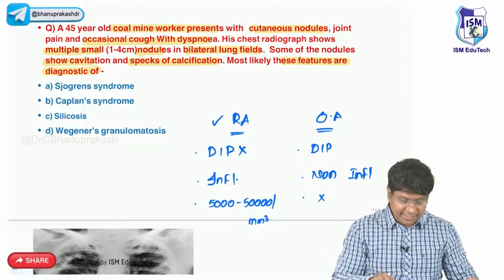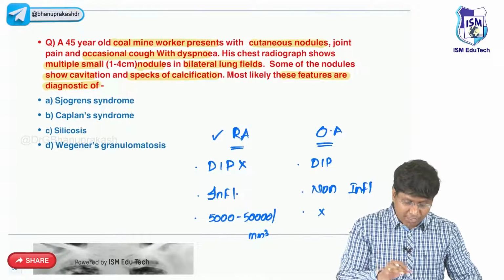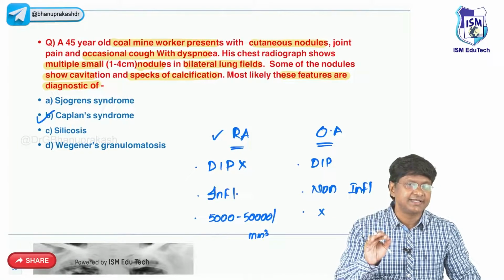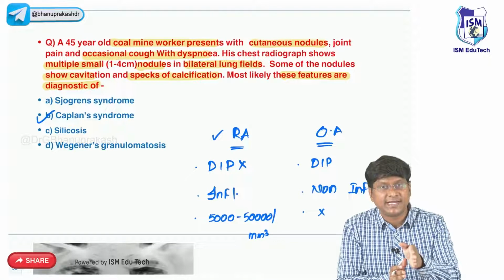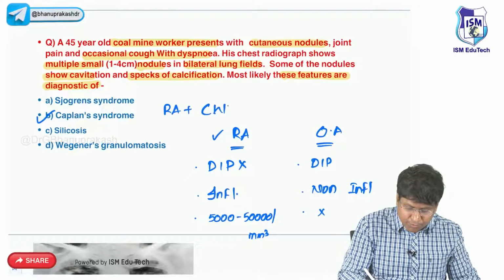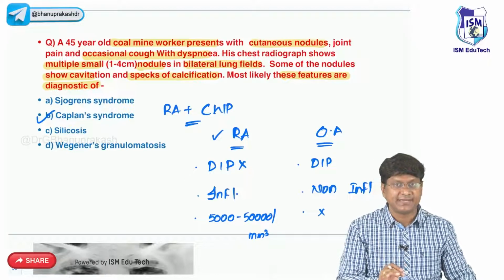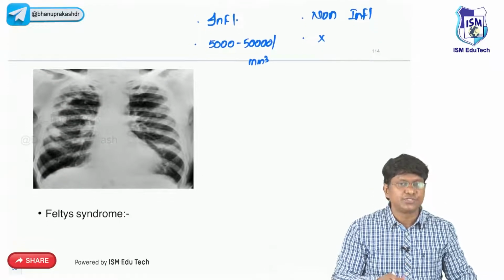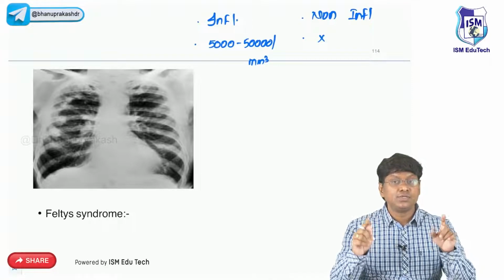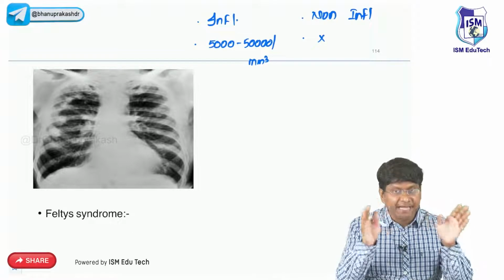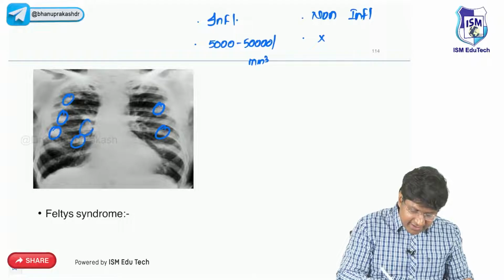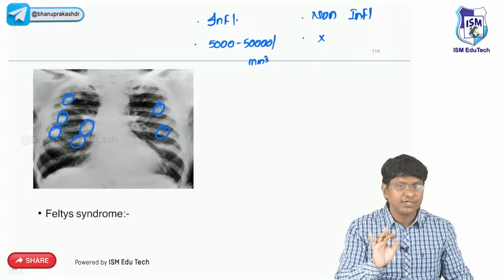Okay. Now, after having discussed the differences, let me tell you about this syndrome. What exactly is this syndrome? This syndrome is Kaplan syndrome. What is Kaplan syndrome? Where you have rheumatoid arthritis, along with rheumatoid arthritis, the development of coal workers' pneumoconiosis. That is what is called Kaplan syndrome. Now, in coal workers' pneumoconiosis, what will you see in the chest X-ray? You will observe multiple small nodules in the bilateral lung fields. That is what is Kaplan syndrome.